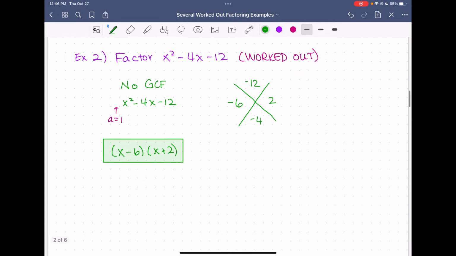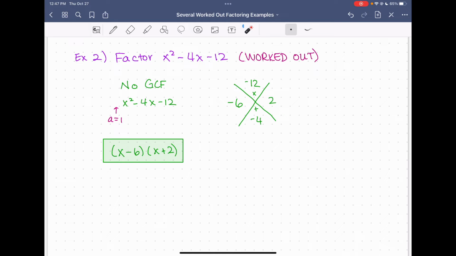All right, here it is worked out. No greatest common factor to worry about. A equals 1, so we do a times c at the top, b at the bottom. What is going to multiply to negative 12 but add up to negative 4? It is negative 6 and 2. So x minus 6 from that, and x plus 2 from that. And that's it.